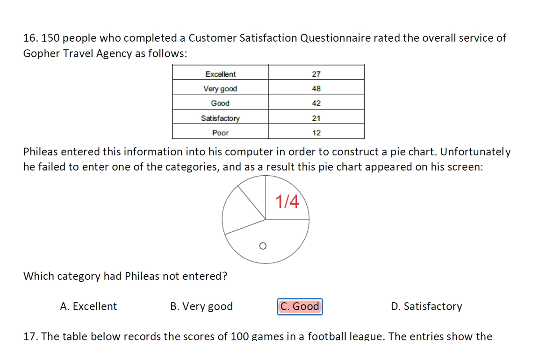All right, this will be the biggest one. Very good, it's worth 48. Satisfactory would be worth 21, and poor would be worth 12. And bearing in mind there's only 108 in total, half of it would be 54, so that 48 looks pretty accurate.